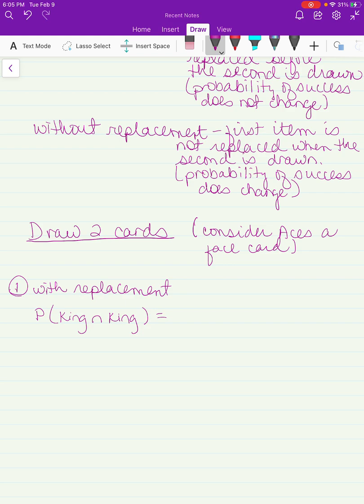Well, the probability that the first card is a king, there are 4 kings in the deck and 52 cards in the deck. That would be 4 out of 52. This goes back to the multiplication rule. The second card being a king, well, if I put the first one back, there's still 4 kings in the deck and there's still 52 cards in the deck. And so that would again be 4 out of 52. And if you do 4 over 52 times 4 over 52, then you get 0.0059.